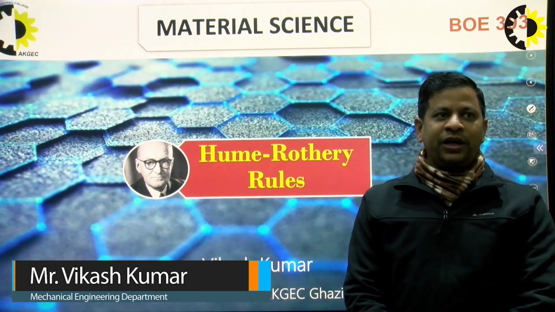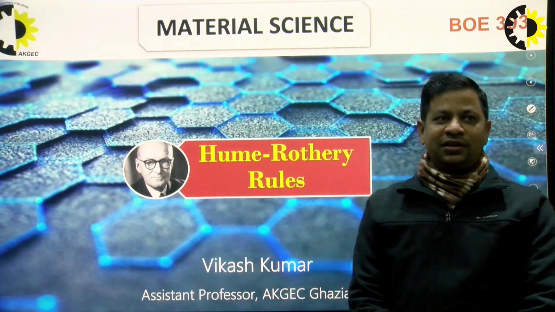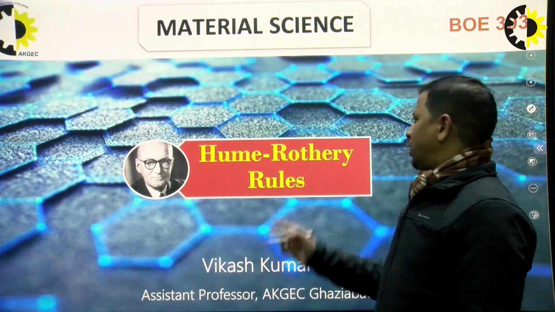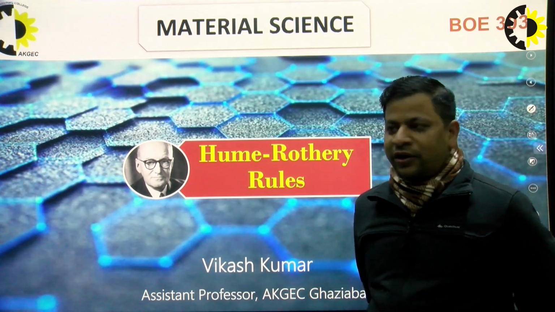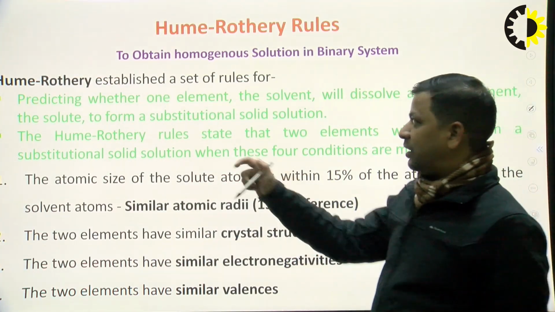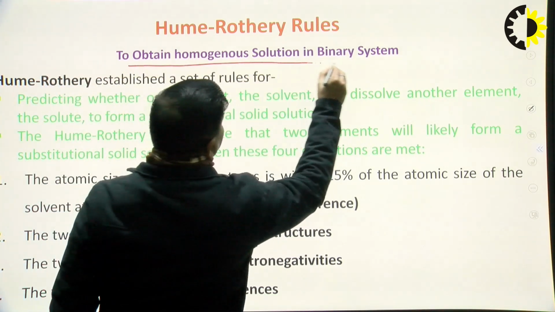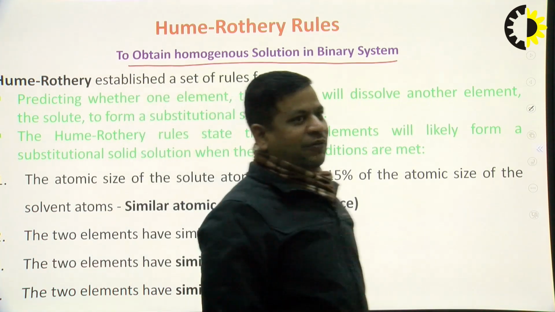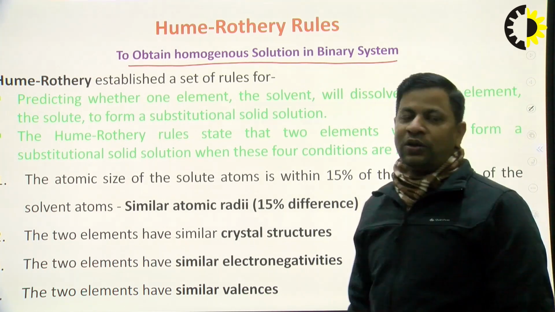So today we are going to discuss a topic that I have taken from Material Science, and that is the Hume-Rothery rule. Here we are going to define this Hume-Rothery rule. What is this rule all about? You can just see this line: to obtain a homogeneous solution in a binary system, for that particular purpose, we have to apply this Hume-Rothery rule.